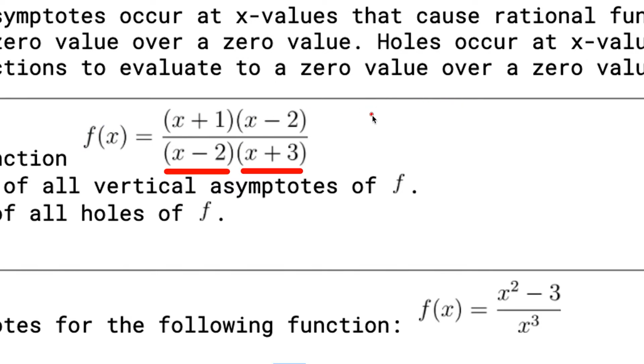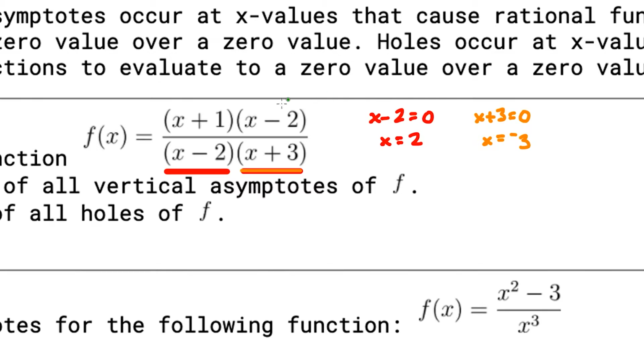So if I took x minus 2 and set it equal to 0, I would get x equals 2. So I would check that for vertical asymptote. And then I'm going to do the same thing with this one right here, x plus 3. So x plus 3 is equal to 0. If I solve that out, I get x equals negative 3. So these are the 2 possible things that are going to get us to divide by 0. We just have to make sure that it's a non-zero over 0.